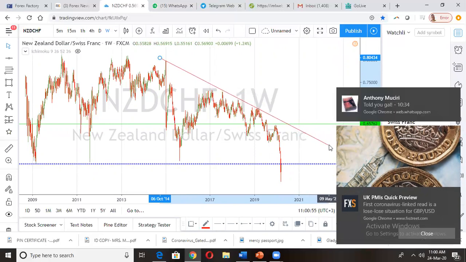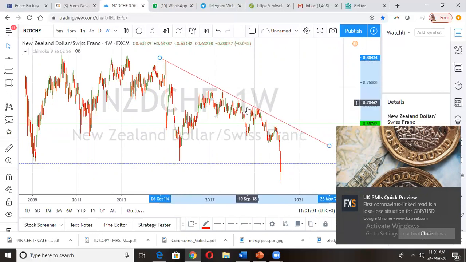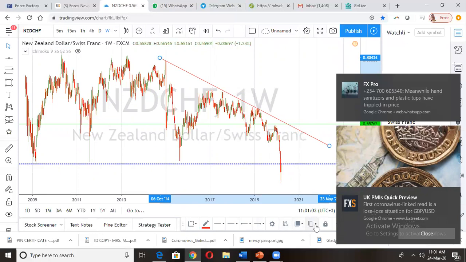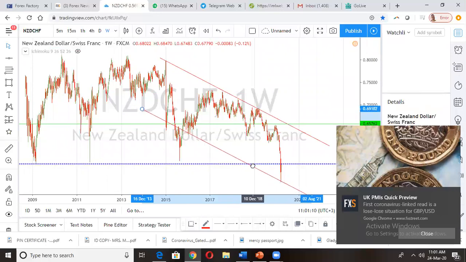Very good. I think NZD has just shown us what the markets can decide to do when it wants to do what it wants to do, which means just drop it like it's hot.